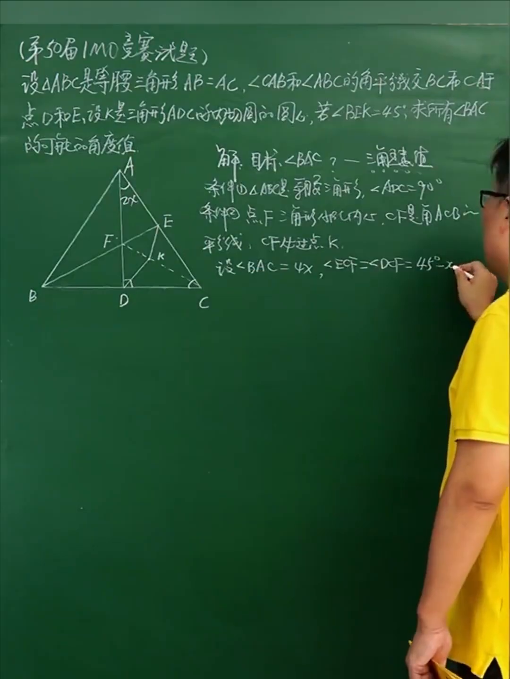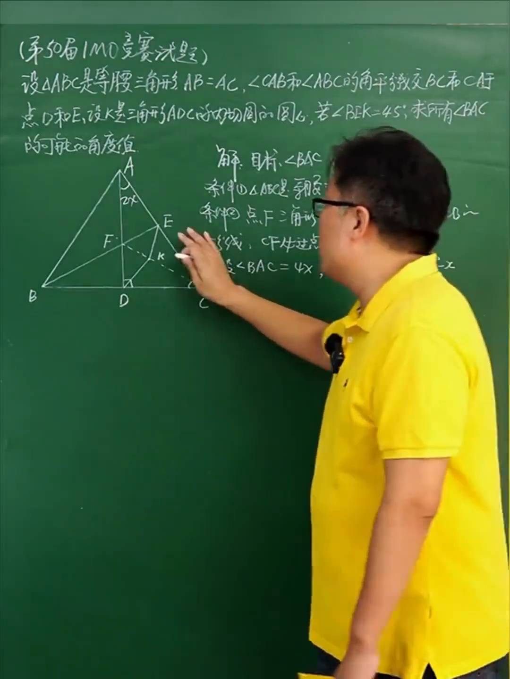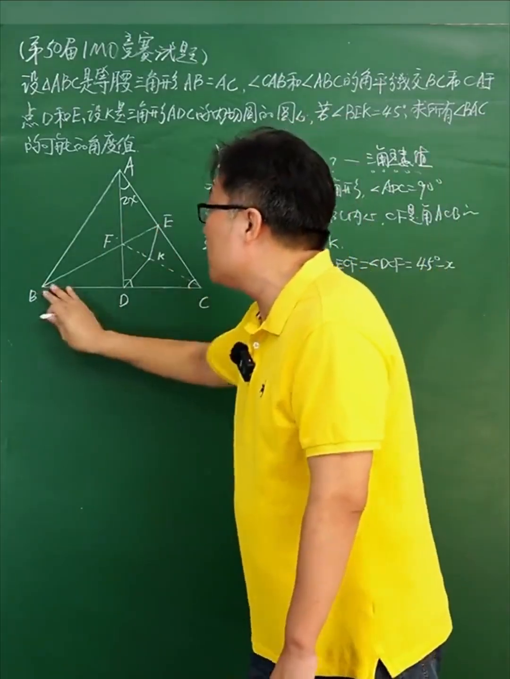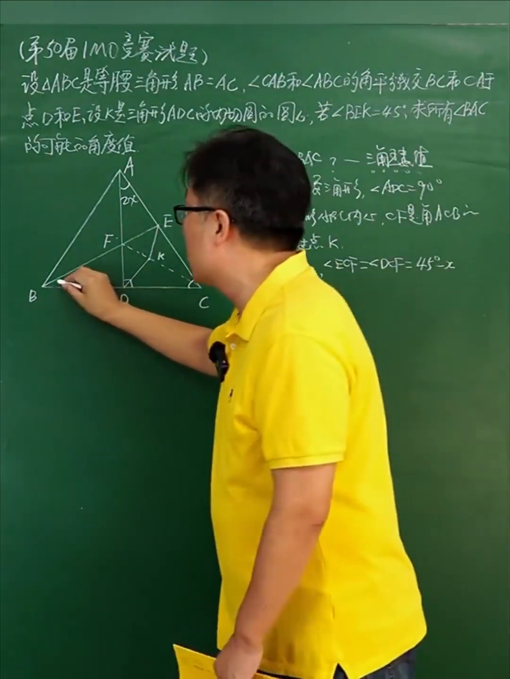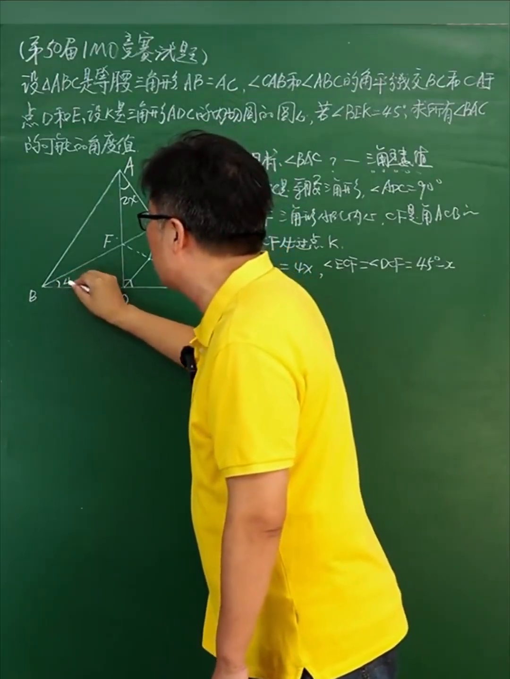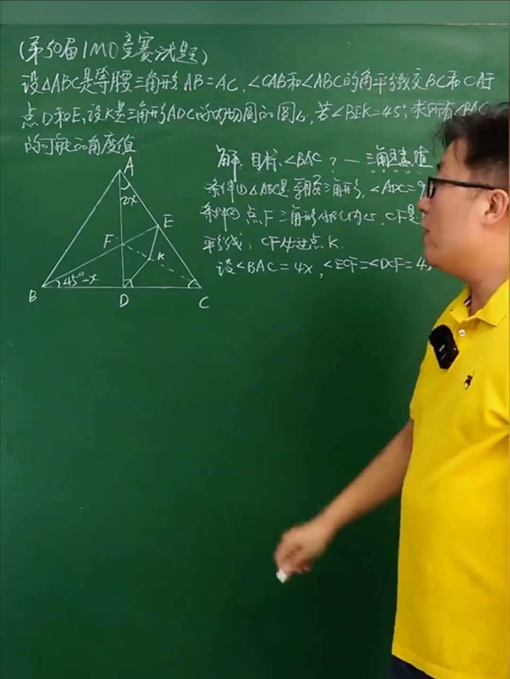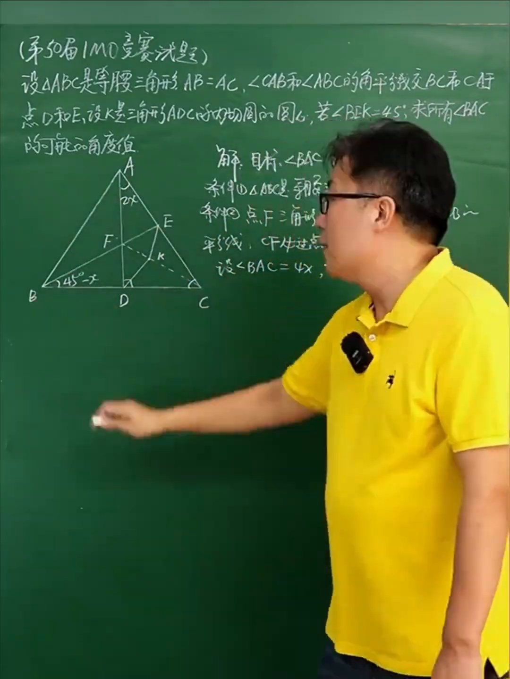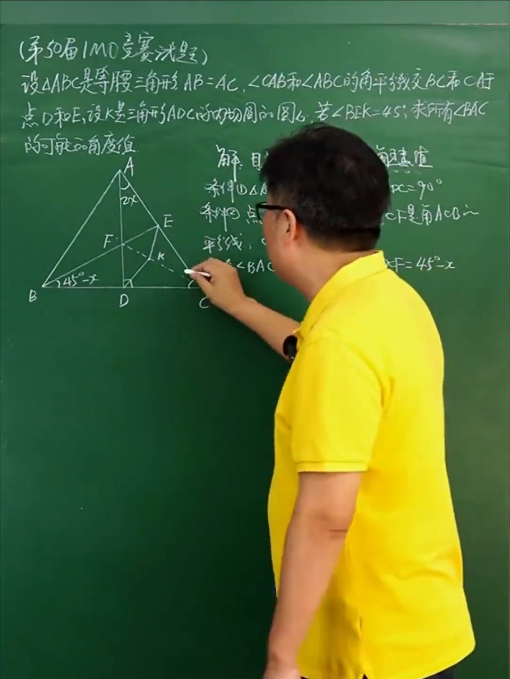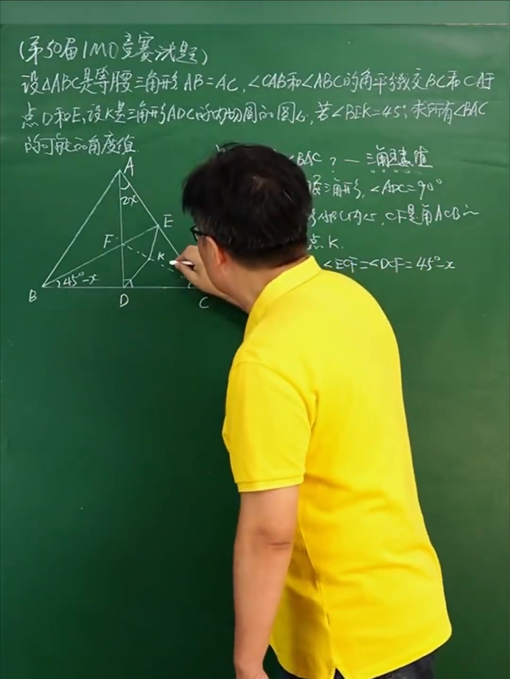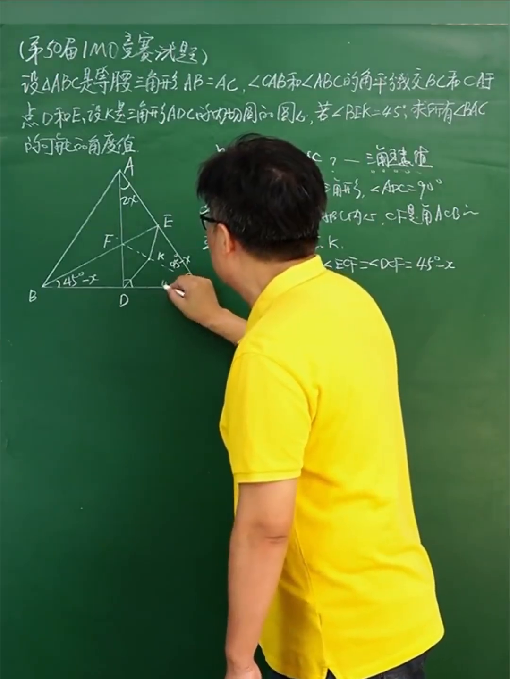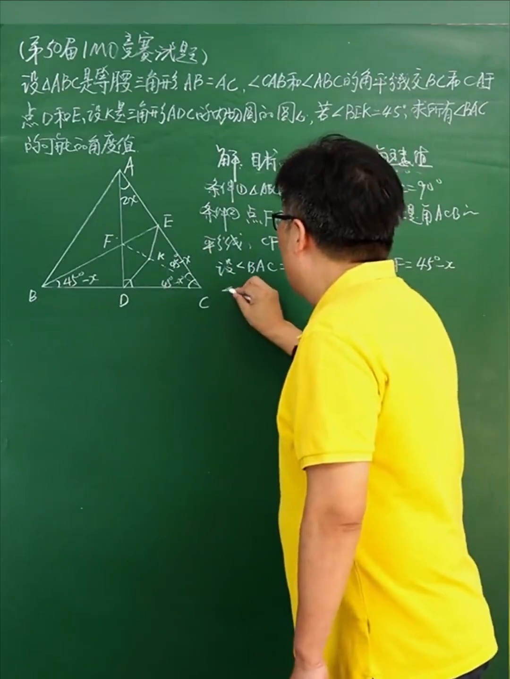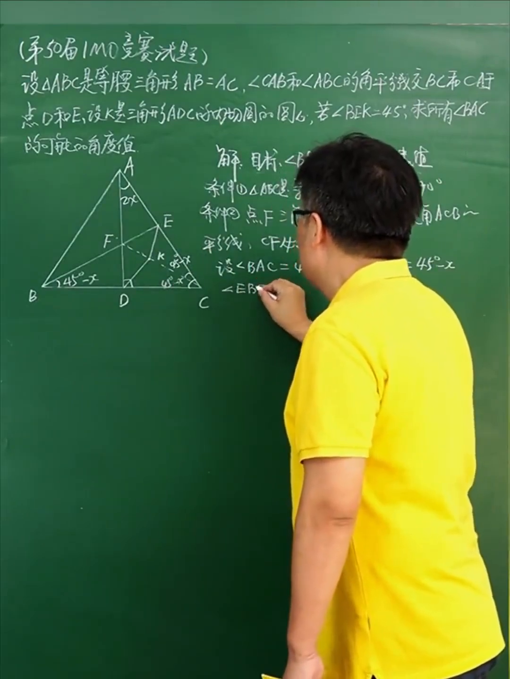Angle ECF is 45 degrees minus x. Let's see if angle EBC is also 45 degrees minus x. Isn't this angle also 45 degrees minus x? Because angle ABC and angle ACB are equal. This is the angle bisector, so we see this angle is 45 degrees minus x, and this is also 45 degrees minus x. At the same time, we also deduce the angle EBC is equal to 45 degrees minus x.